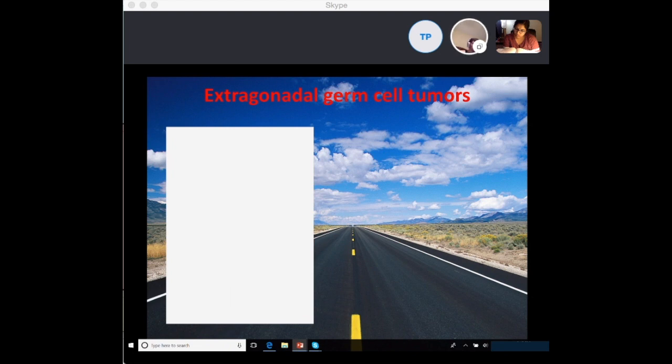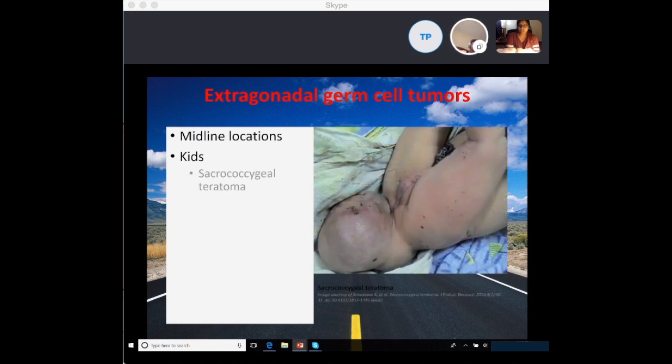All right. So extragonadal germ cell tumors normally arise in the midline, and depending on the age, form in different spots. So this is a sacrococcygeal teratoma, and in adults, it'll end up being a retroperitoneal or mediastinal tumor. But that is literally all I have for that, so we'll move on. Basically, if you just see a child born with a giant tumor, think extragonadal germ cell tumor.